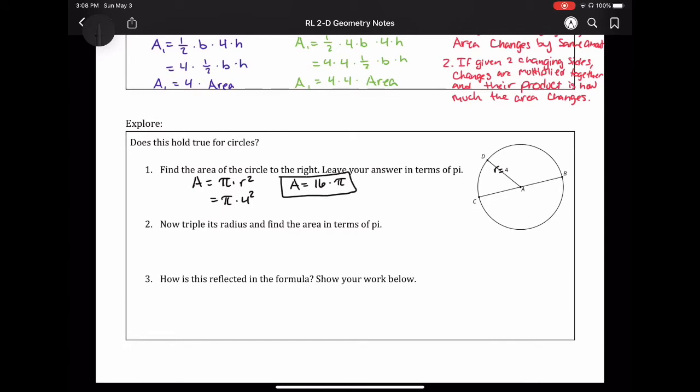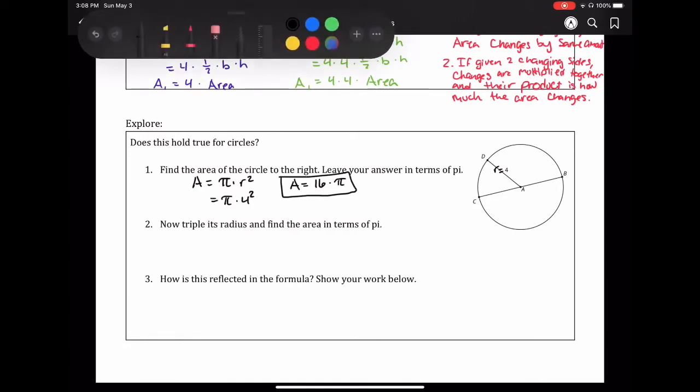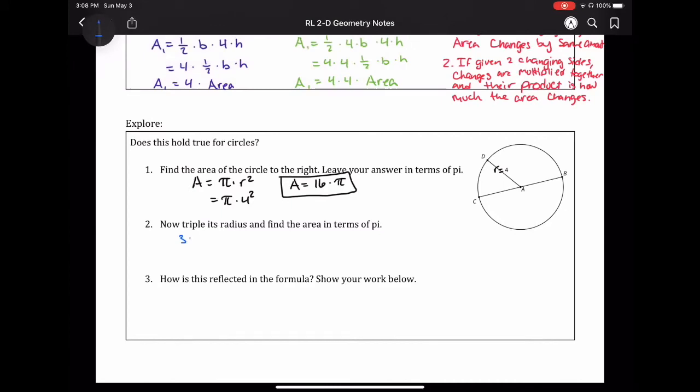All right. Now we're going to go ahead and start by tripling the radius, and we're going to see what happens when we change the radius. So I have my radius times 3. So 3 times the radius. My radius was 4, so I really have 3 times 4, and that is equal to 12. So my new formula is area is equal to pi times my new radius of 12 squared, which is equal to 144 pi, because 12 squared is 144.